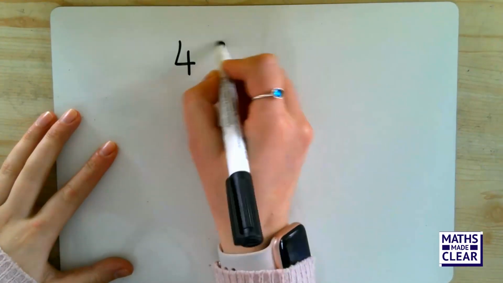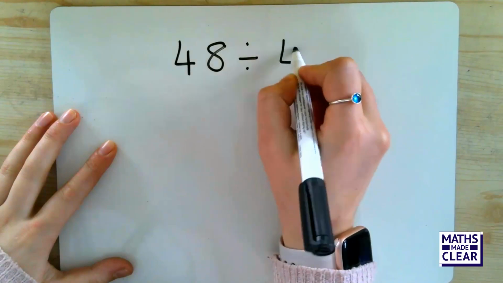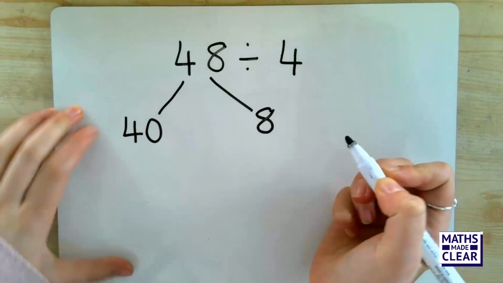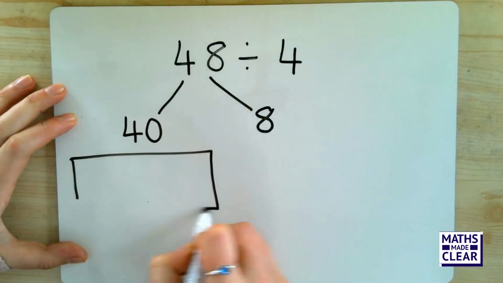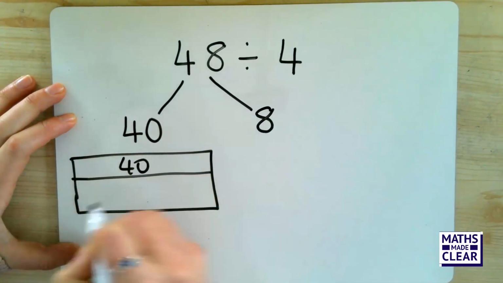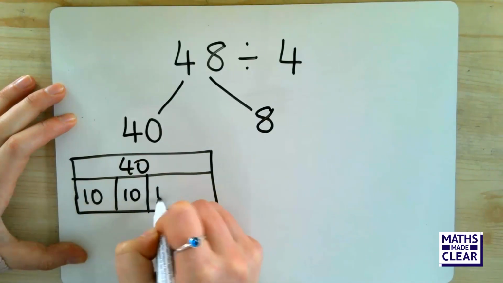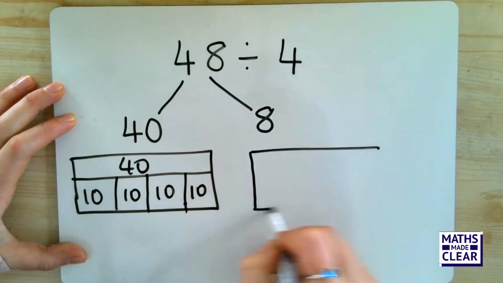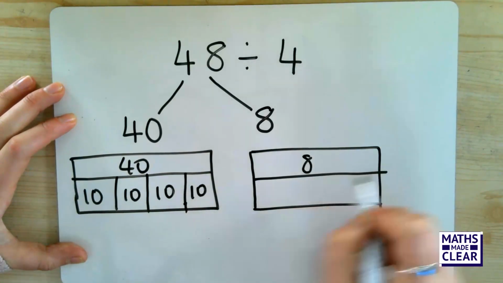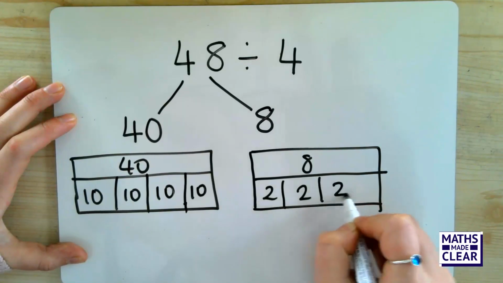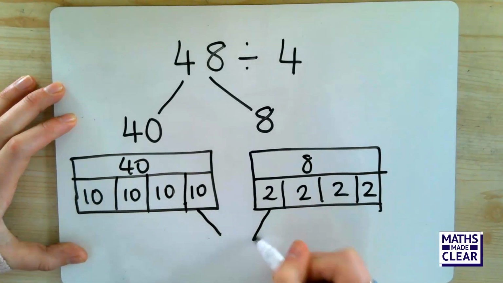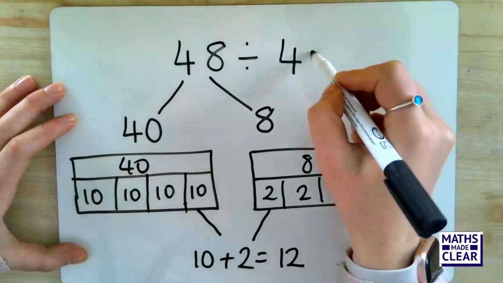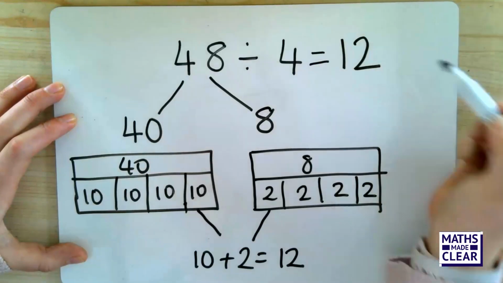What if we take a bigger number, say 48, and we want to divide it by 4? We could partition the number 48 into 40 and 8. Using our bar model, we could then split 40 into 4 groups of 10. So we've got 40 at the top, and I'm making 4 groups of 10 on my bar model. We can do the same for 8, and I want to split 8 into 4 groups. I'm going to split 8 into 4 groups of 2. Then I've got 10 and 2. I can add them together, so 10 plus 2 is 12. So I've worked out that 48 divided by 4 equals 12.